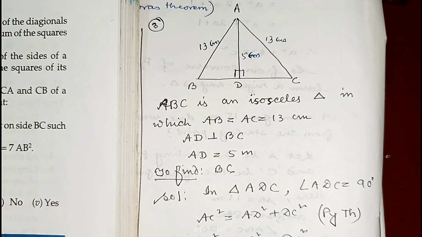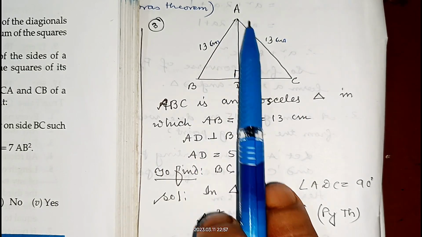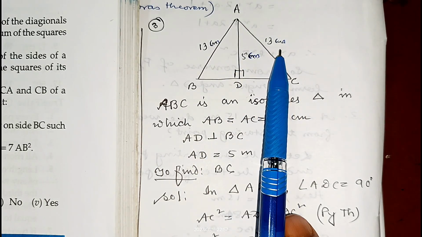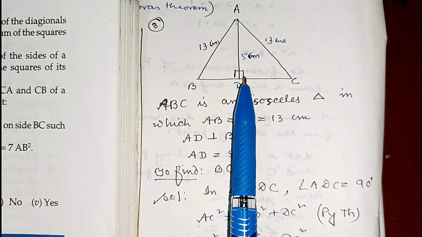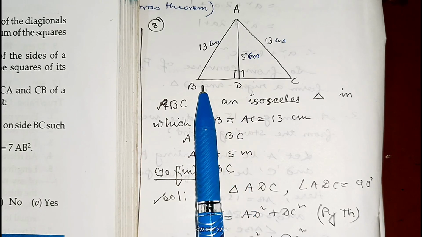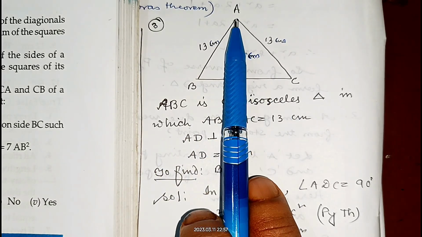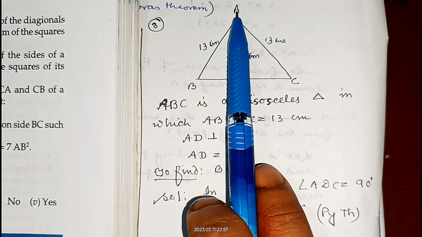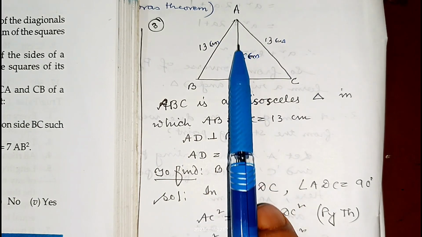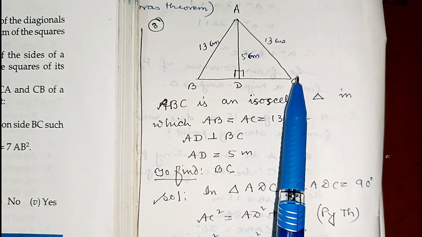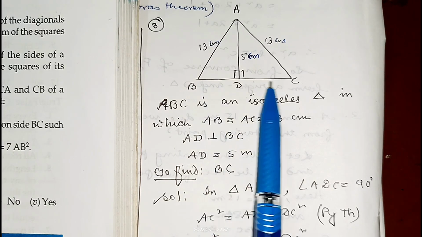In question number 3, it is given that triangle ABC is an isosceles triangle with AB equal to AC equal to 13 centimeter. The length of the altitude from A to BC is 5 centimeter. We have to find the length of BC. Now here ABC is an isosceles triangle because in this triangle ABC, AB equal to AC equal to 13 centimeter. AD is drawn perpendicular to BC and AD is 5 centimeter. Now we have to find the length of BC.